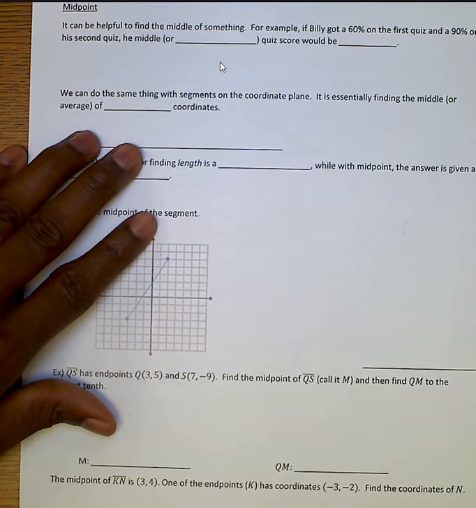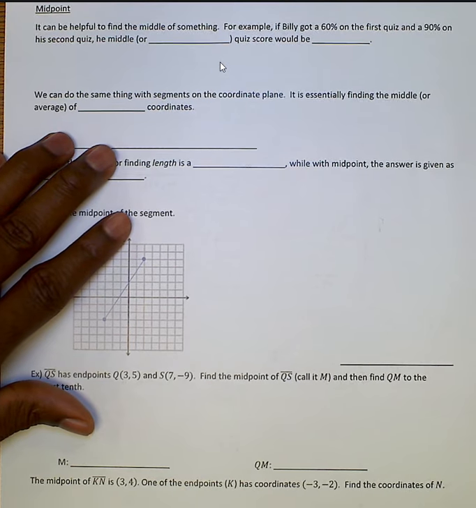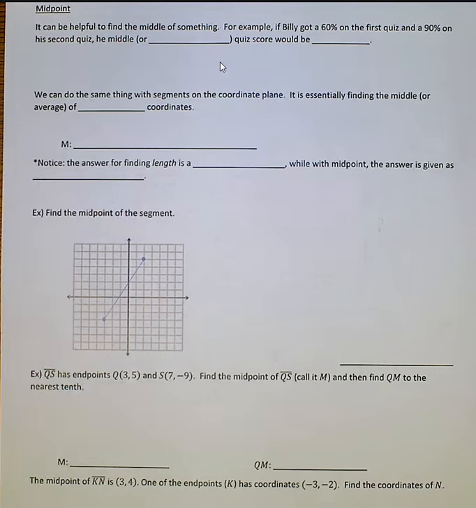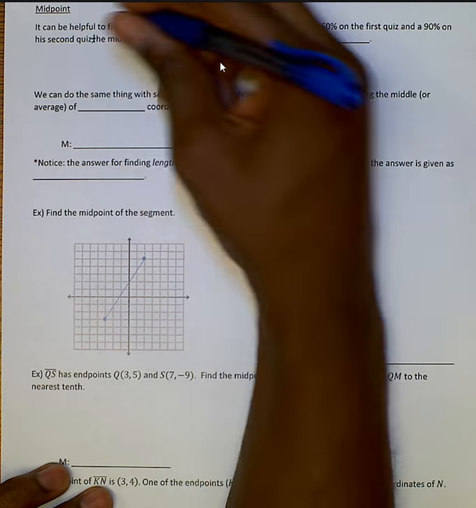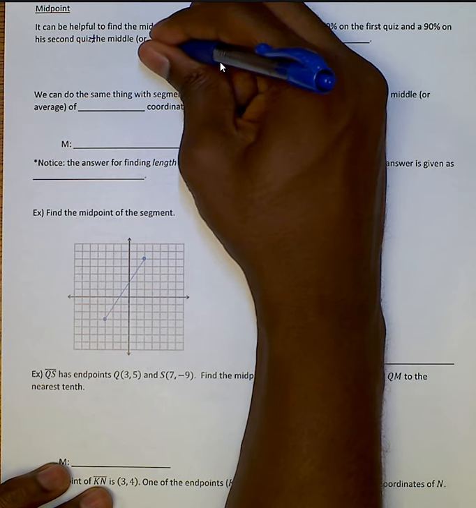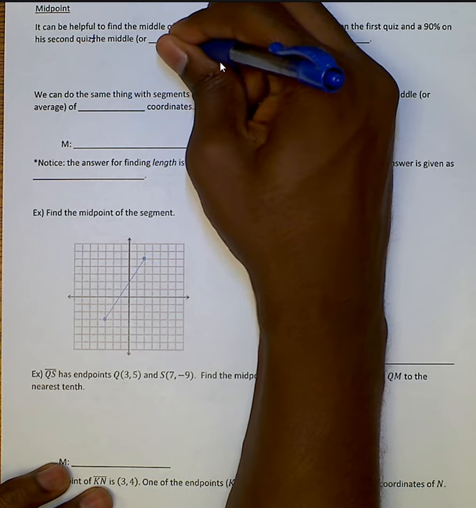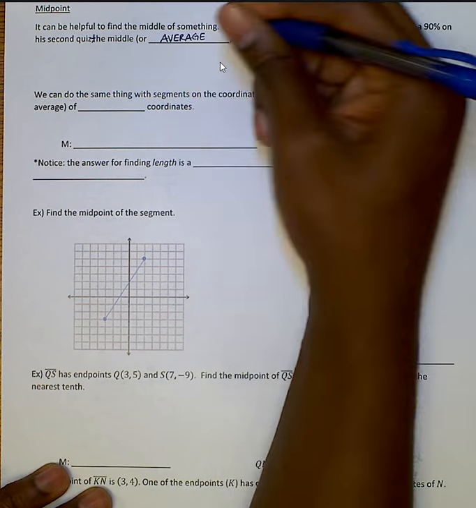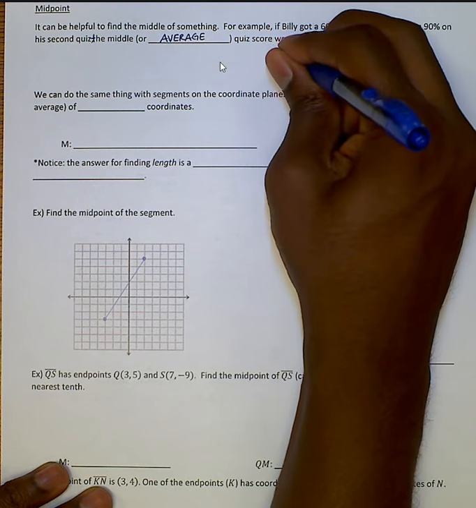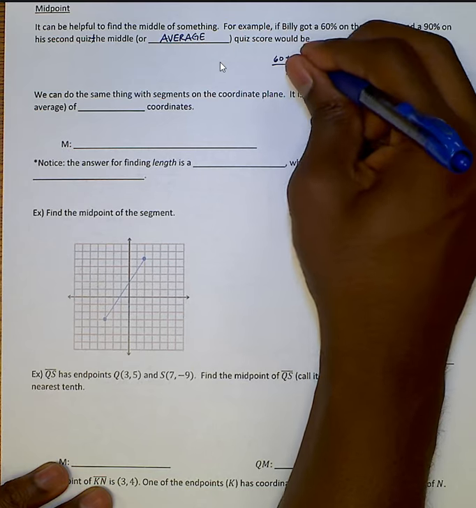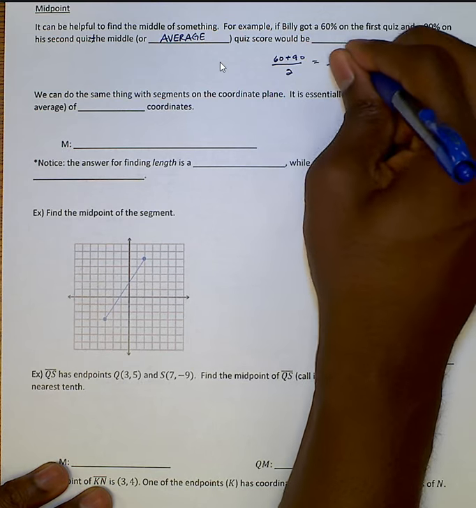Now to midpoint on the back. It can be helpful to find the middle of something. For example, if Billy got 60% on his first quiz and a 90% on the second quiz, the middle, or average, quiz score would be 60 plus 90 divided by 2. 150 divided by 2, which is 75.